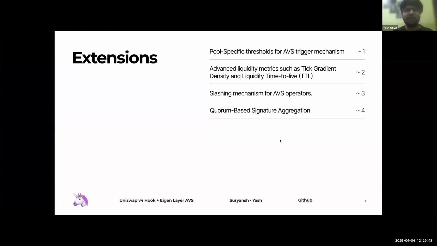So extensions, what we could have done if we had more time: we could have added a slashing mechanism for the AVS operators. We could have added more pool metrics to give better insights to LPs and risk managers, and a few more mentioned here.